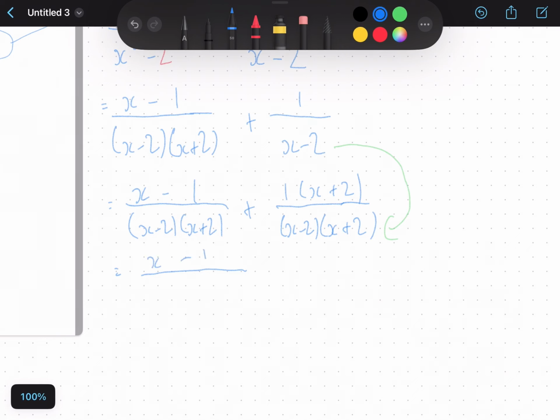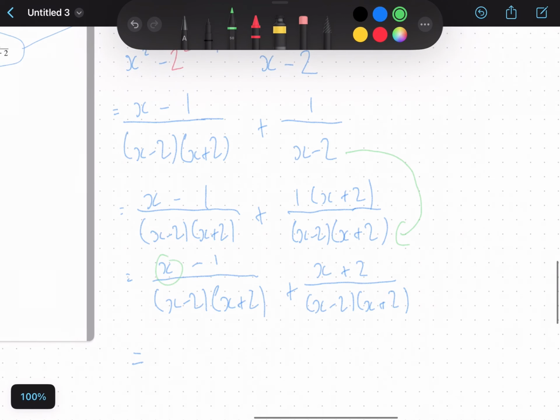So x minus 1 over x minus 2, x plus 2, plus, it's 1 times this, so it is just going to be x plus 2 over x minus 2, x plus 2. There's a common denominator there, so you can just add those two fractions. So on the top, x plus x is going to give me 2x.